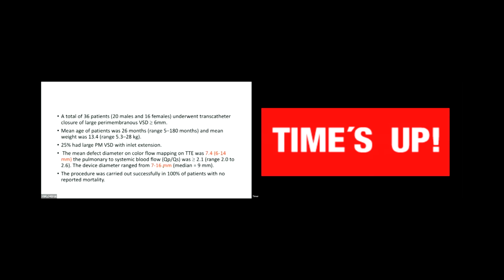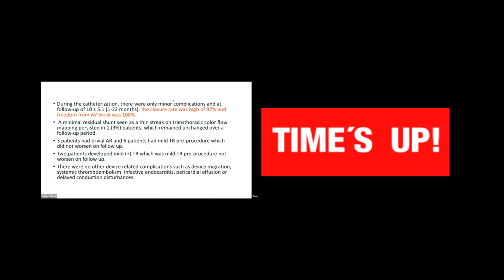Device diameter ranged from 7 to 16, and mainly we used 8 to 9 millimeter symmetric membranous VSD occluders. Fortunately, there was no morbidity or mortality, and the closure rate was 97%. We did an ECG regularly, almost every 6 months. Freedom from AV block was 100%. One patient had a minimal residual shunt which remained unchanged, 3 patients had trivial AR, and 6 patients had mild TR, which did not worsen on follow-up. There were no other device-related complications like device migration.